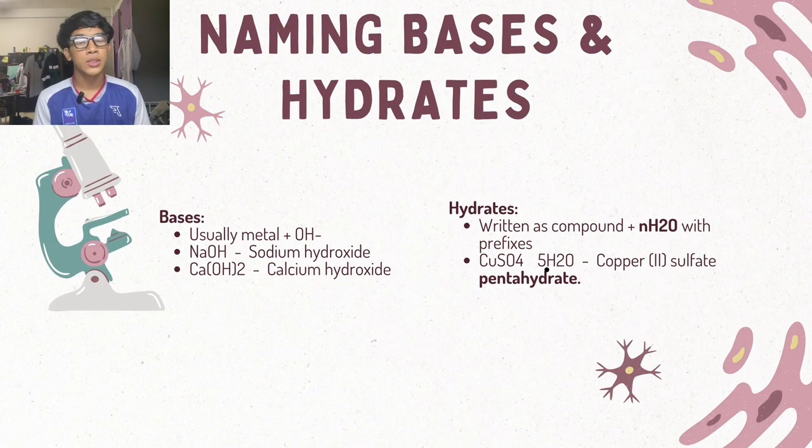Lastly, I will explain about bases and hydrates. Bases usually consist of a metal and the hydroxide ion, OH-. For example, NaOH is sodium hydroxide, and Ca(OH)2 is calcium hydroxide. Hydrates are written as a compound followed by water molecules. For example, CuSO4·5H2O is called copper(II) sulfate pentahydrate.